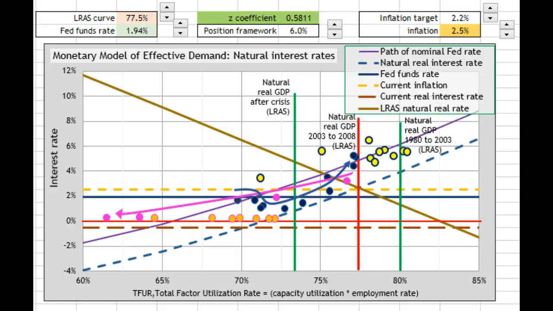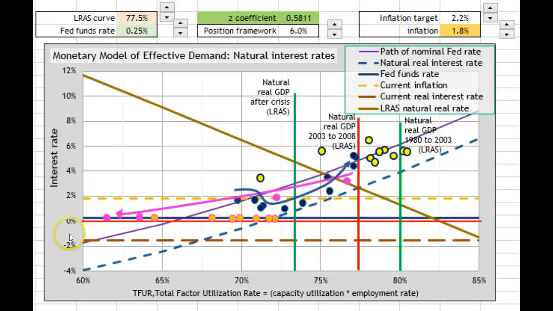First quarter 2009, all the way over to here, the Fed has hit the zero lower bound. So if you follow this line down here, the Fed rate would normally hit the zero lower bound at around a 66% total factor utilization rate. And here it dropped below even 64% down to here. So the Fed rate was at the zero lower bound even before the recession hit its down point.